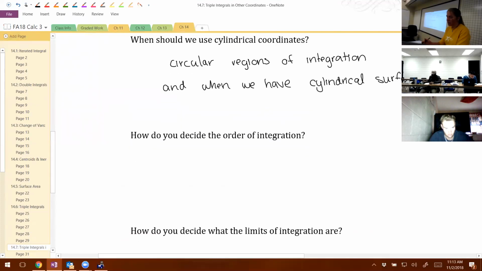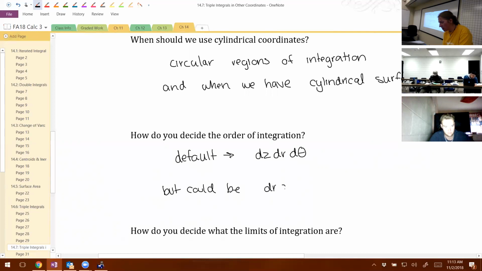Order of integration, we've got a couple different options here. How do you go through and decide that? If you want to just default to dz, dr, d theta, that would be a-okay. Kind of like before we said dr, d theta. I just had that third component there. But it could be any of the 6 different combinations of these. You could also do dr, d theta, dz, if that for some reason was easier. Or maybe you would do dz, d theta, dr.